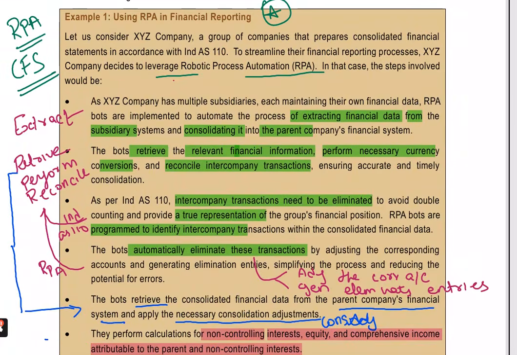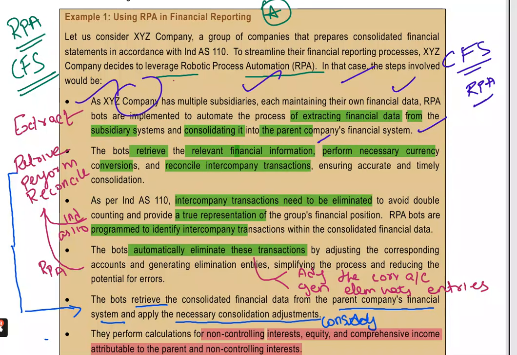Now there is a question which I feel might come. If you are preparing a CFS using robotic process automation, what are the steps involved? They can ask a question like this. First, you have to extract the data, because a company has multiple subsidiaries, a lot of subsidiaries, and now you need to consolidate. Whenever you are consolidating, you have to extract the financial data from the subsidiary system and consolidate it to the parent system. This is your first point.